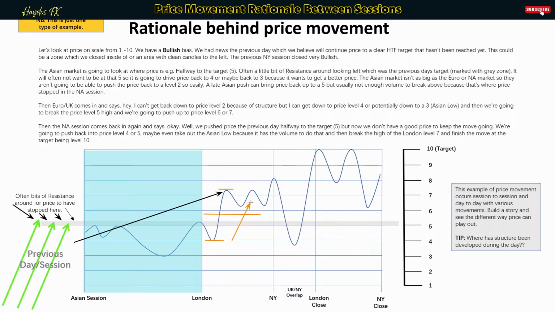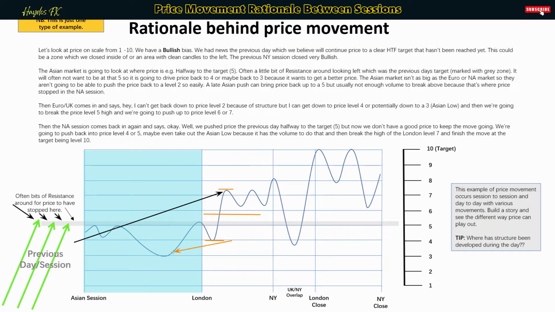Okay, so then when we get into the New York session, it's going to have its own batch of manipulation. What they're going to do is push price up, and you often will see an immediate break of a London high or a London low. Then price will push up, looks like it's going to do a breakout, and then you'll see a much deeper pullback, because the New York market is thinking, when we closed the previous day, we left price here, and now price is all the way up at an 8, and we don't want to trade at an 8. So we'll break up, and then we'll pull back down to say a 4 or a 3.